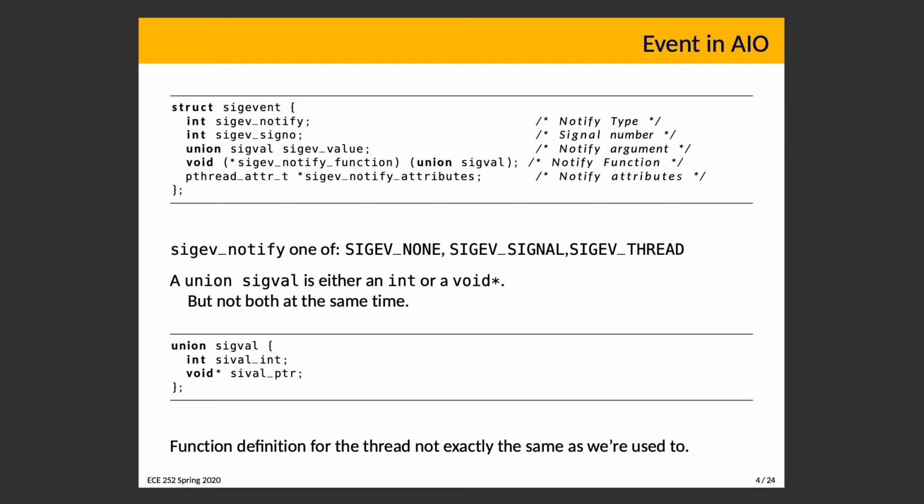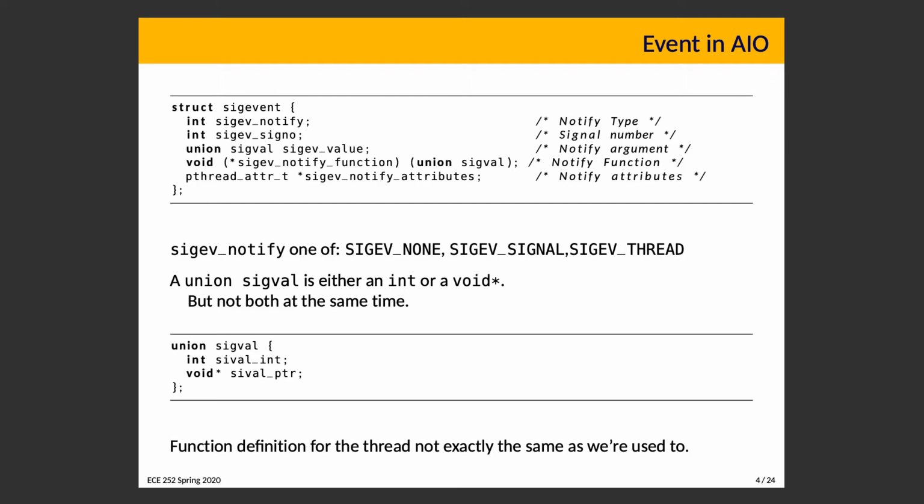So sigev_notify is an integer, but it's going to be one of the following constants: none, signal, thread. None means when the asynchronous I/O is complete, do nothing. That's straightforward. It is the default, incidentally. If you just leave this as all zeros, then nothing happens when the request completes.